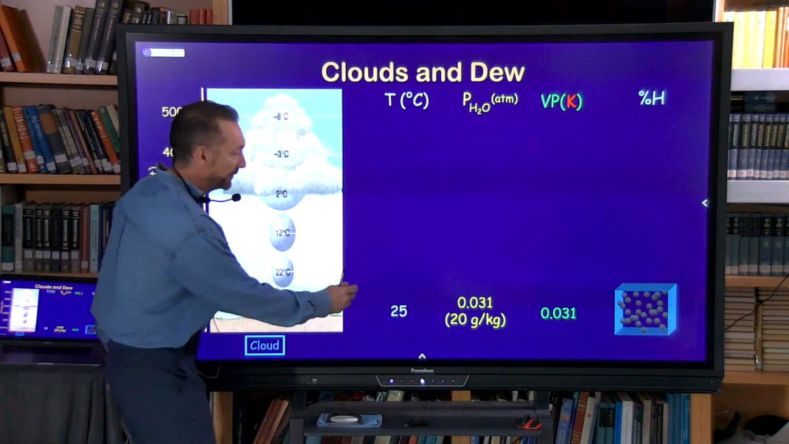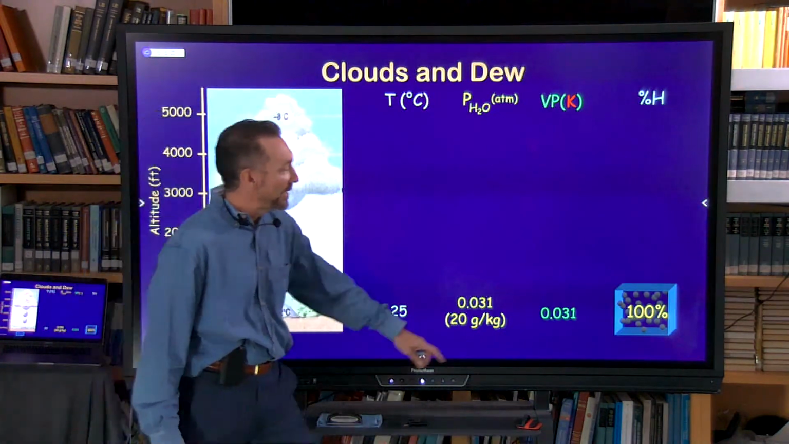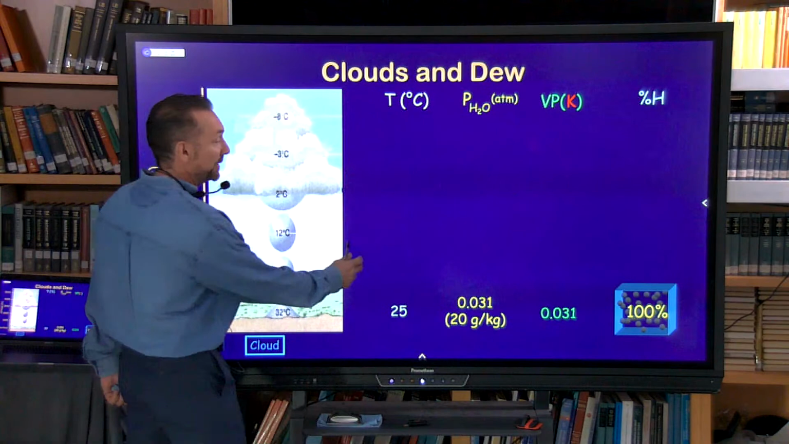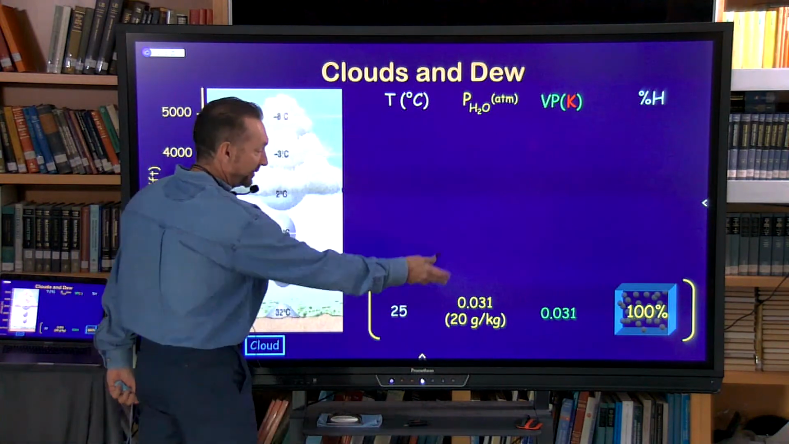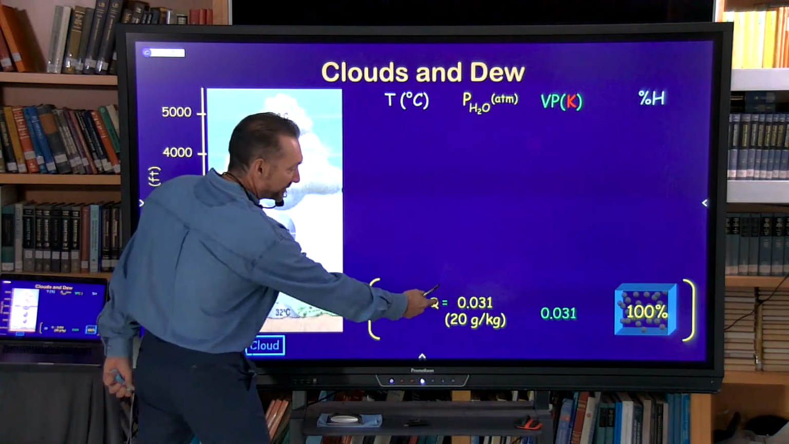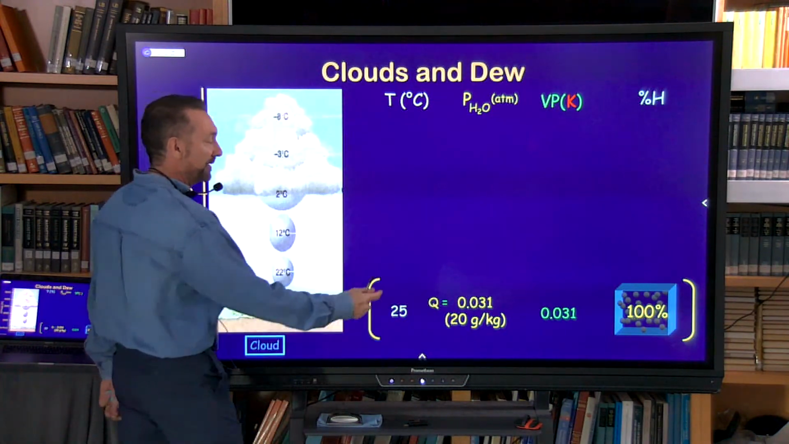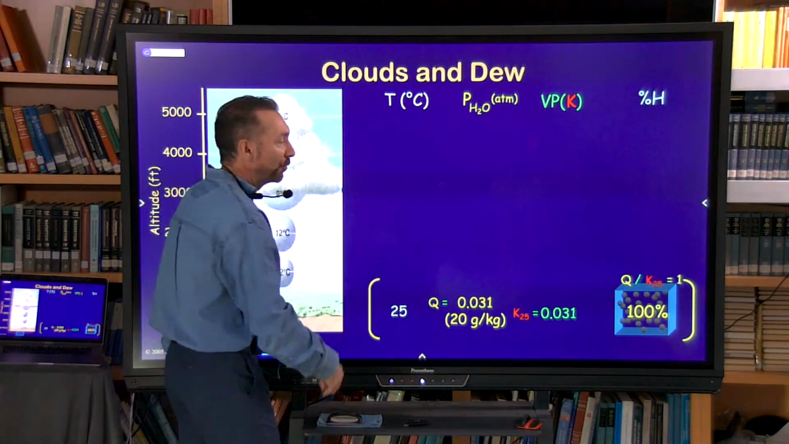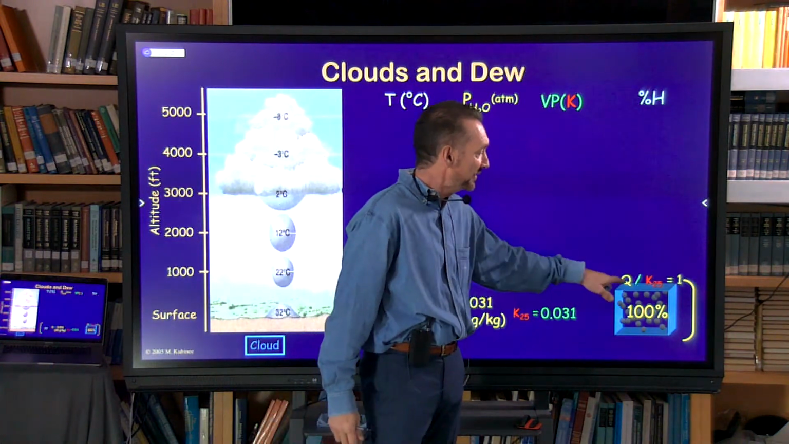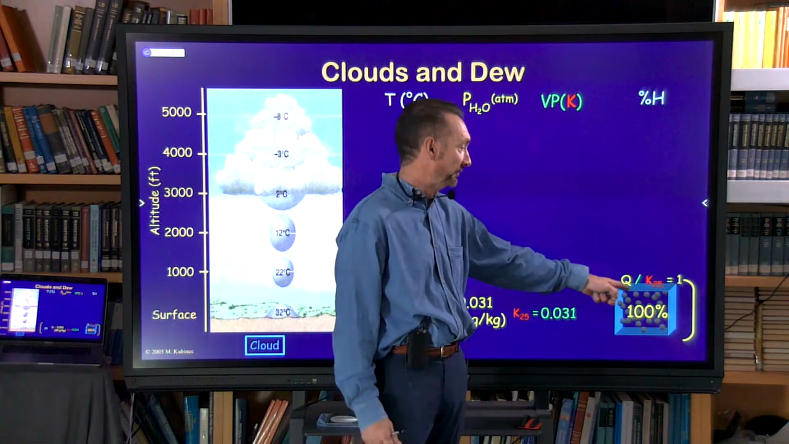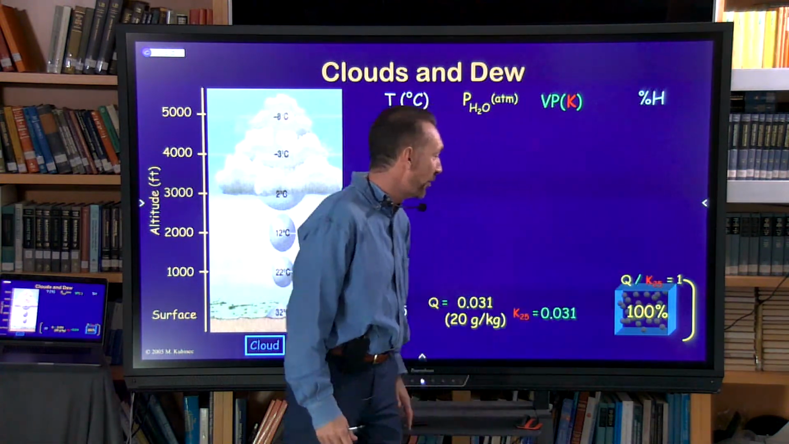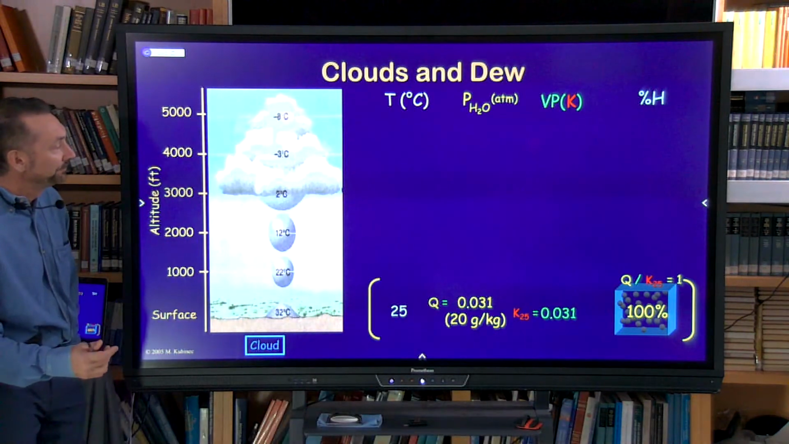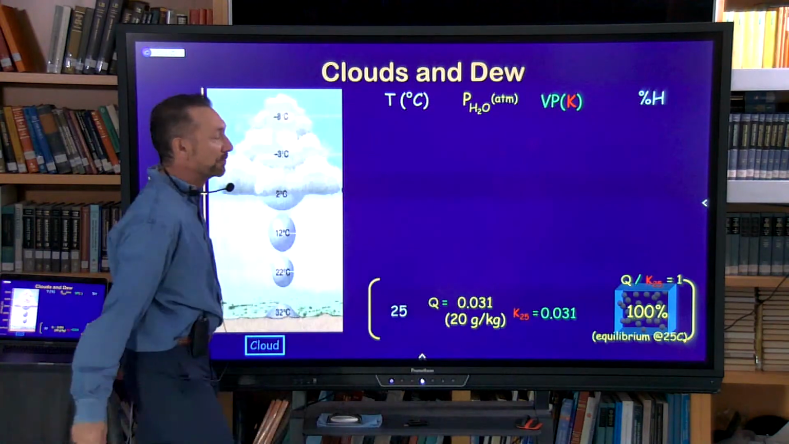But we frequently are not. We call that 100% relative humidity if we are saturated. So this will be our baseline condition in parentheses here. This is Q. That's also K because we know K. And so the relative humidity is Q over K times 100. So the ratio of Q to K is 1, times 100, is the relative humidity. And that's an equilibrium at 25 degrees C.